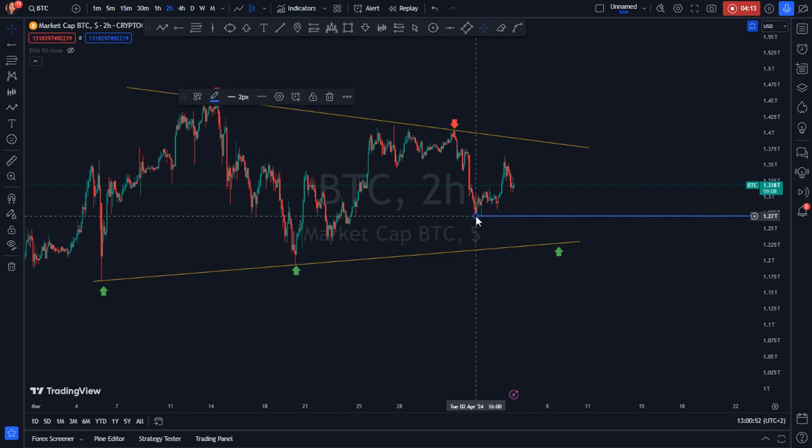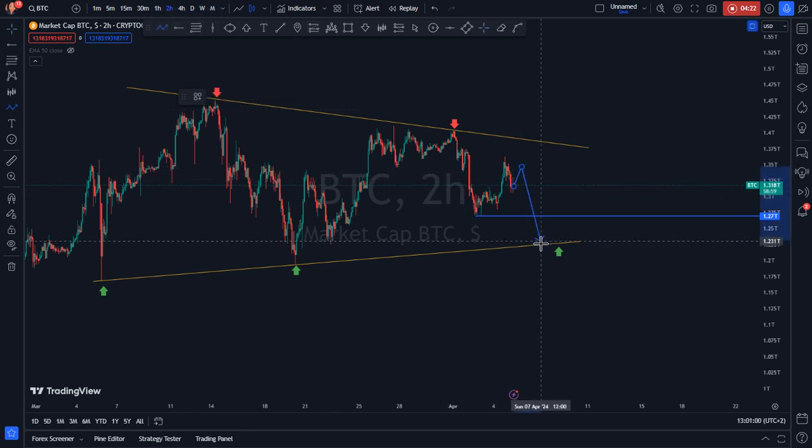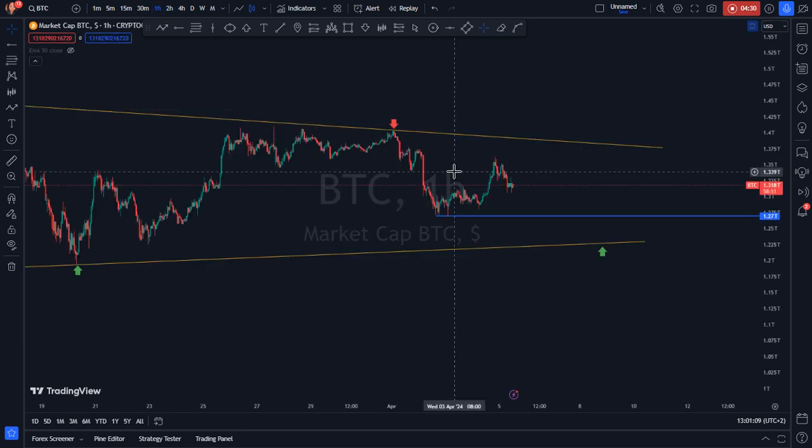Okay, so we just want to go and study this move and see if the market is giving us any signs that we will be rejecting this point and coming to this side, or the market will be pushing all the way to this point right there. Okay, so let's go to the 1 hour time frame.